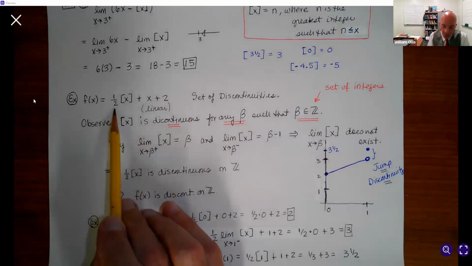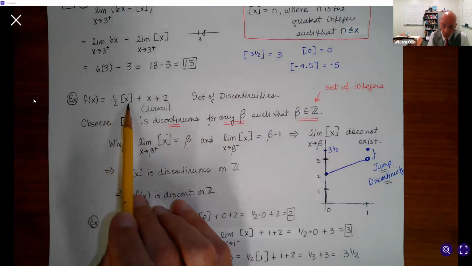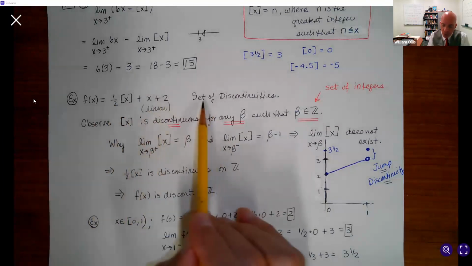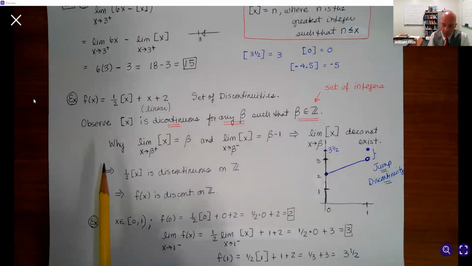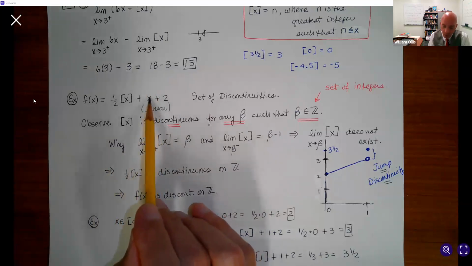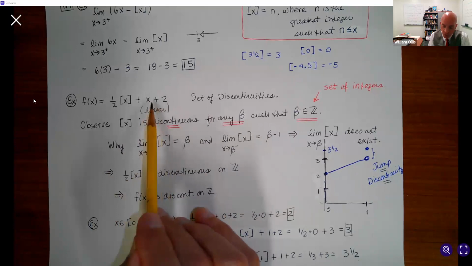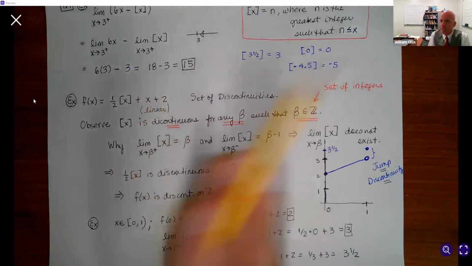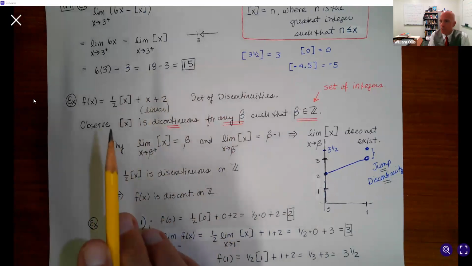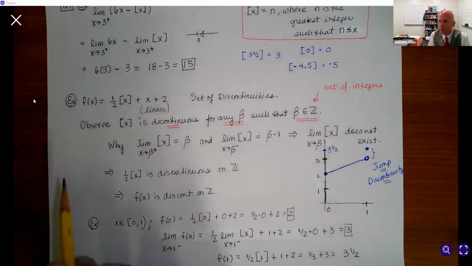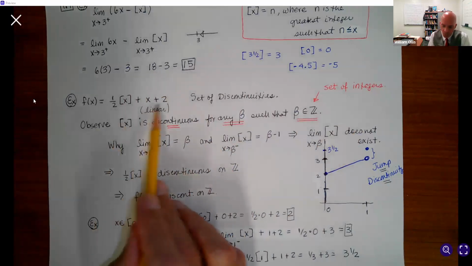F of x is 1/2 times the greatest integer function of x plus 2. Okay, we want the set of discontinuities. Well, this is not difficult. We know that x plus 2, together I've written as a linear polynomial, is continuous. Polynomials are continuous for all real numbers, because they're defined for all real numbers. So we don't even have to worry about that.